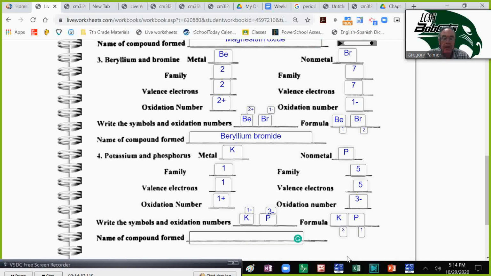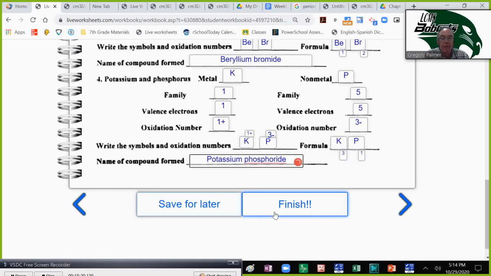And the name of the compound is potassium phosphide. Okay, so again, you take the name of the second thing, and you add IDE to the end.